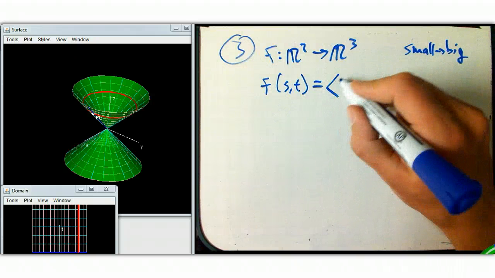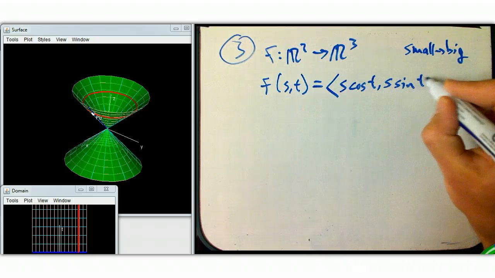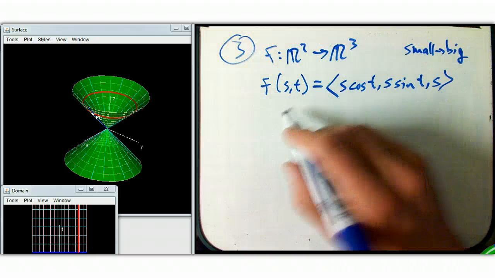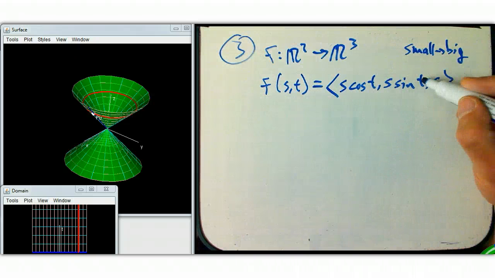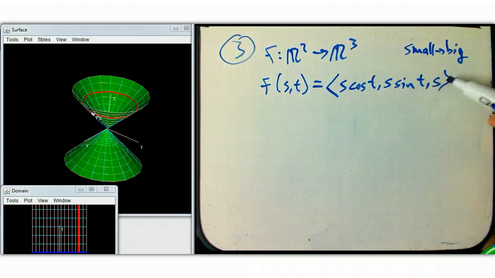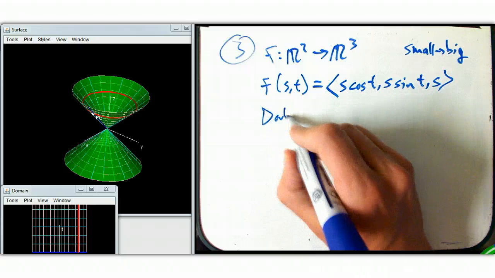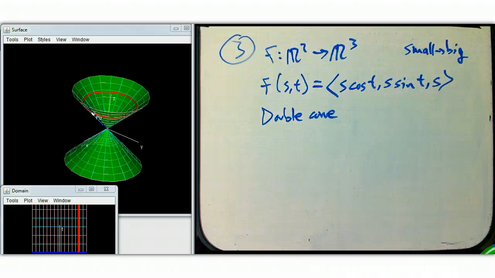That's going to be s cos t, s sin t, s. And here s can be negative. This might look like, hey, that looks like polar coordinates. I bet s is not going to be 0. I actually do want s to be positive and negative. Okay, and this creates the double cone that you see over here on the left.